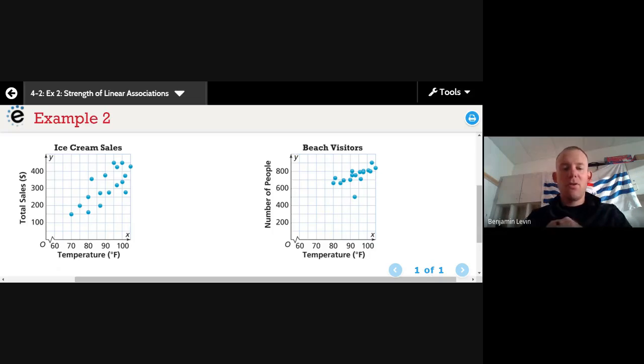In both of these, we see a trend. As temperature goes up, they sell more ice cream, and as temperature goes up, they see a lot more visitors to the beach. But go to the poll and give me a vote.